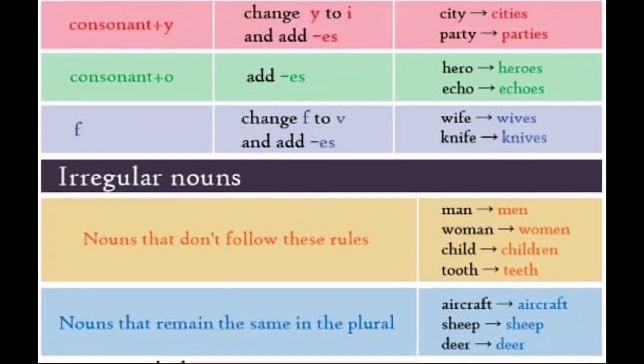Nouns that do not follow any rules. There are some nouns that do not follow the rules that we discussed above. Like man. Man becomes men in plural. Woman becomes women. Child, children. Tooth, teeth. Alright. There are many more. These are just examples. Next, nouns that remain the same in plural.